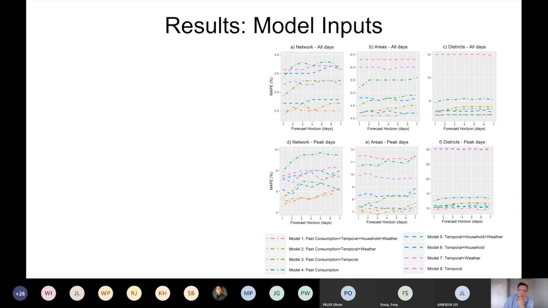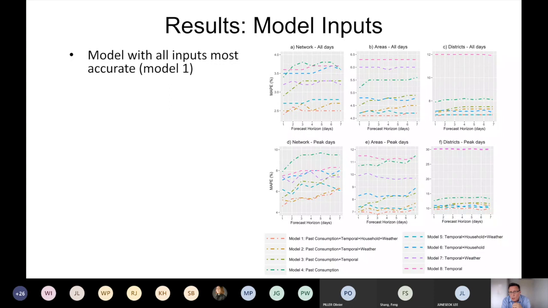In terms of further results, in terms of model inputs, and this is where some interesting insights can be gained about the demand, is first of all, unsurprisingly, the model with all inputs, with all 4 categories, did the best, and that's model 1 in all these 6 figures. By the way, in these figures, you see mean annual percentage error as a function of forecasting horizon, 1 up to 7 days, for different models, 8 models.